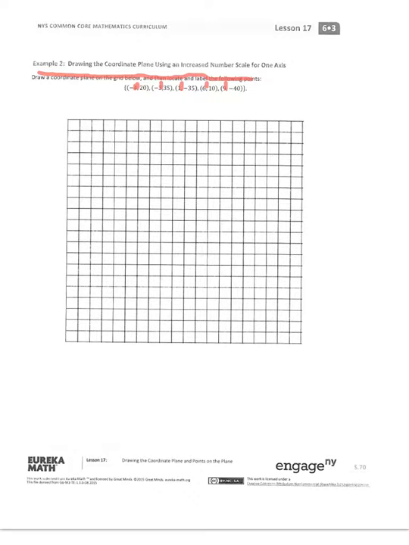But if you notice all the y-axis numbers, they're multiples of 5. So that means you need to skip count on the y-axis by 5. And then you label those points.